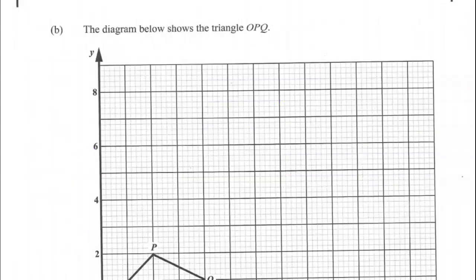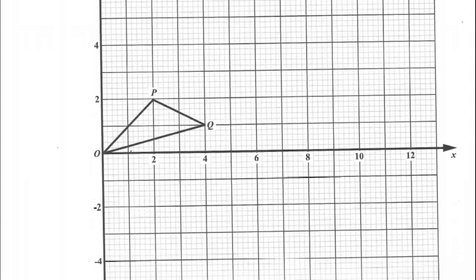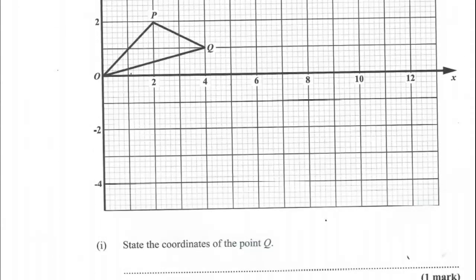Part B. The diagram shows the triangle OPQ. Let me just show you what triangle OPQ is. There's a triangle OPQ. In part A, we are asked to state the coordinates of Q. Q is here. So notice the x coordinate is 4, and the y coordinate, of course, you go up 1 vertically, right? So the y coordinate would be 1.